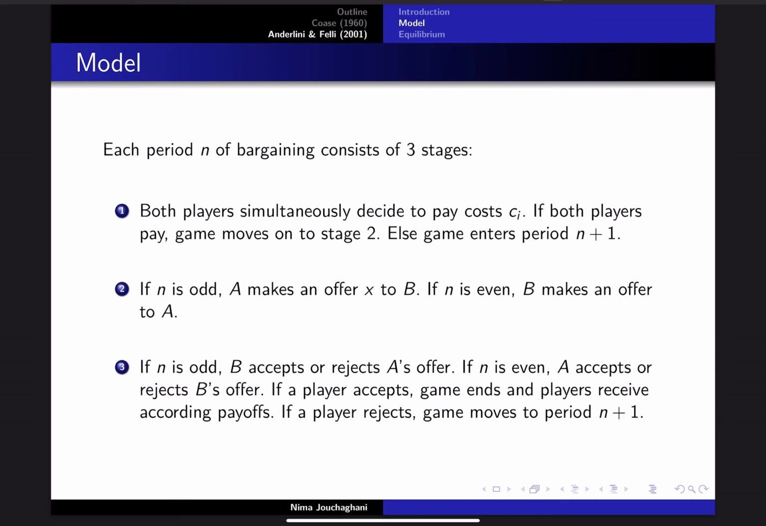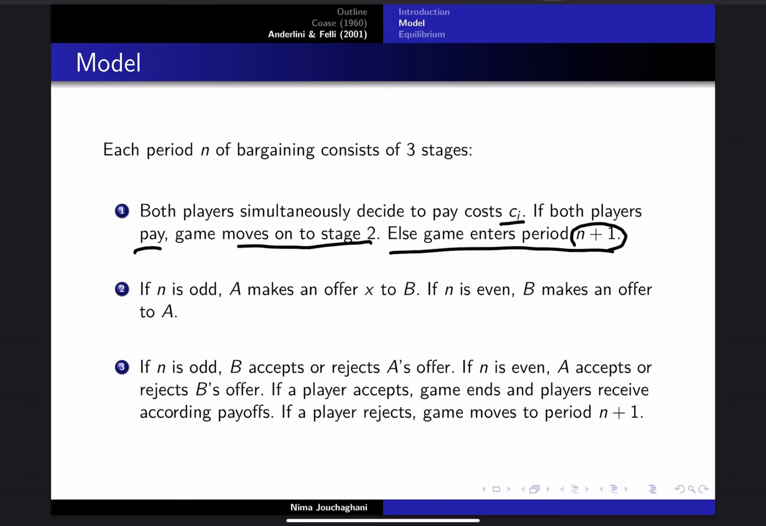In order to understand the game more easily, it makes sense to divide each period of bargaining into 3 stages. In the first stage, both players simultaneously decide whether to pay cost c_i, and this determines whether negotiations happen or not. If both players pay, the game moves on to stage 2, else the game enters period n plus 1. So we do not have any negotiations in period n, but simply go to period n plus 1, and the size of the pie is shrinking because of this.